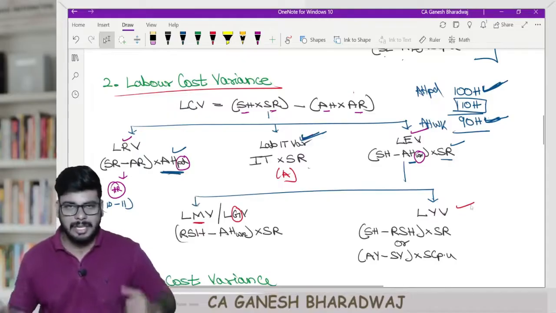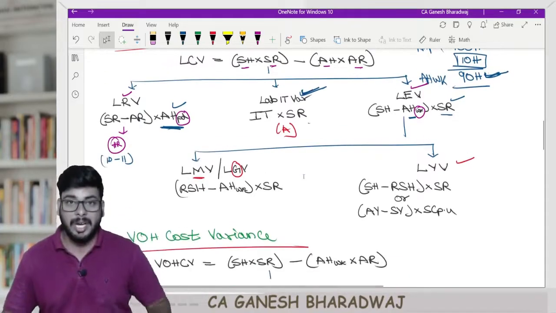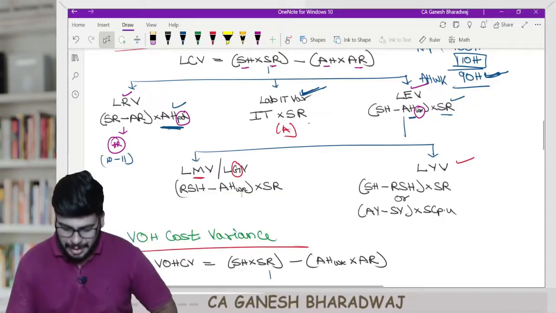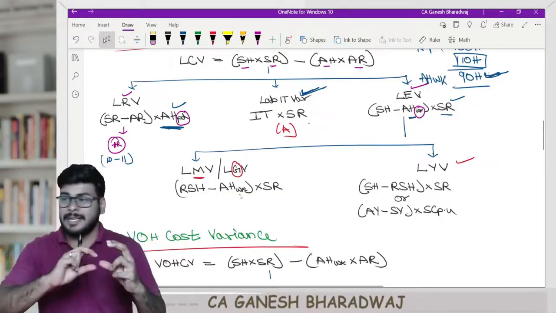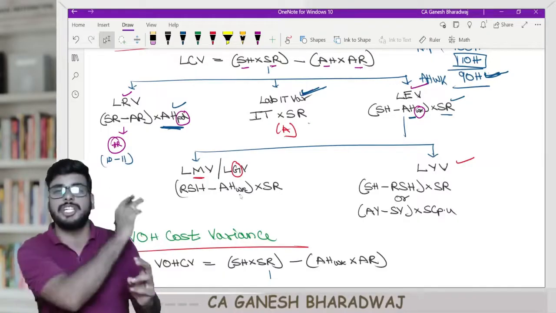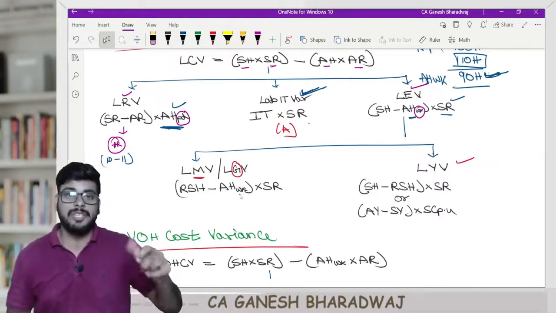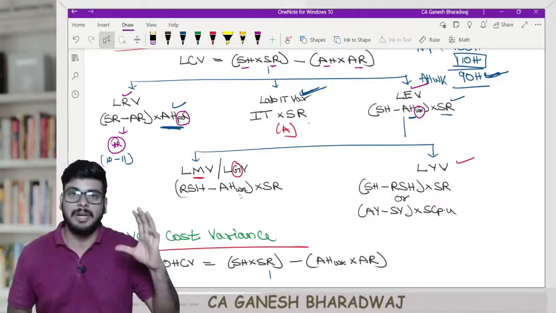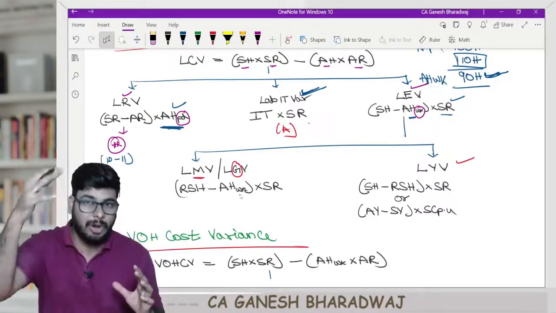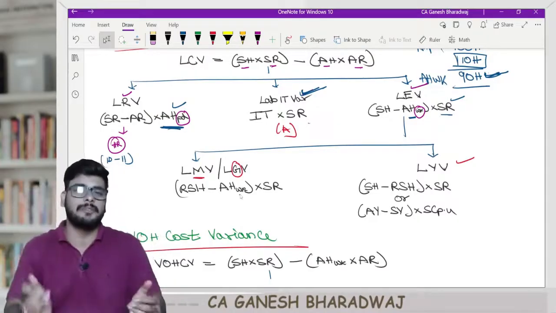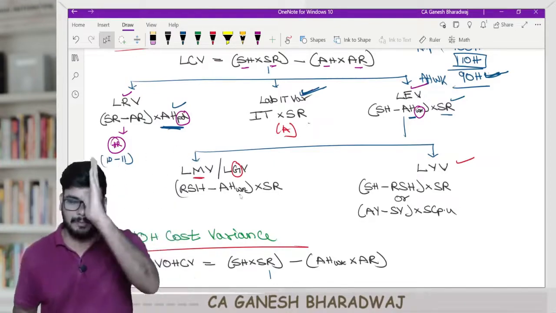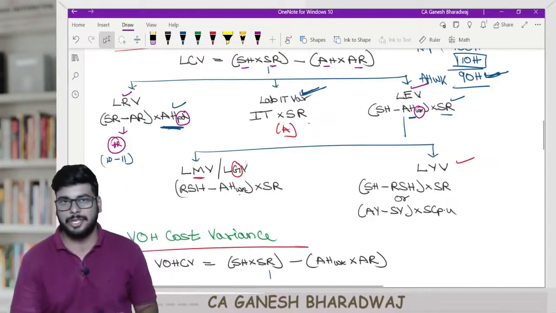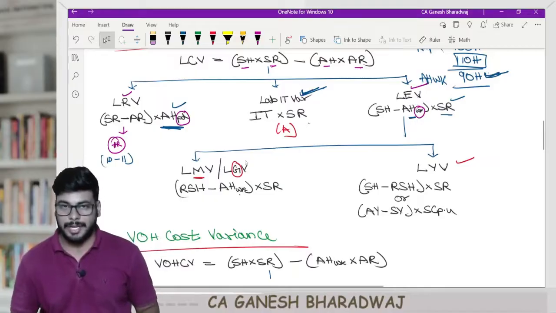Now similarly, for gang variance, what is the formula? Revised standard hours minus actual hours worked, into standard rate. That is the variance attributable to the deviation in the mix. So if I am using more cheap labor and less costly labor, deviating from the mix, the amount of variance attributable to that deviation gets captured here under the mix or gang variance. Are you clear with this?